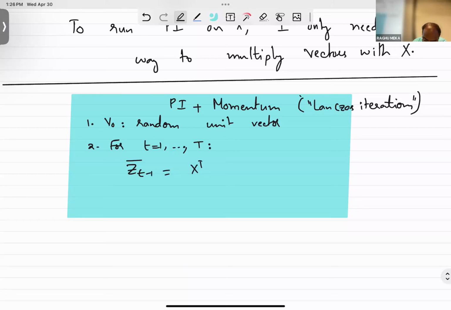I compute this x transpose x times Vt minus 1 bar, just as we did. But then you also add a momentum correction, right? Which is some beta L here. Okay. And of course, after every iteration you normalize, so you get this.